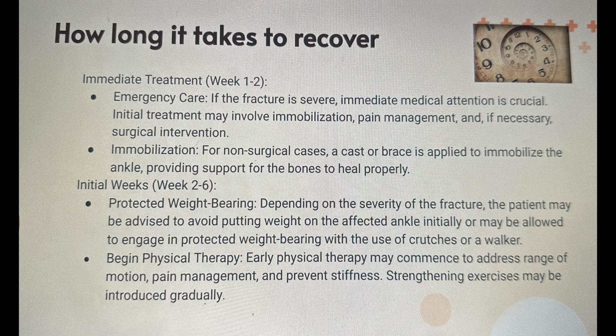Then you have your initial weeks, which is weeks 2 to 6. That's protected weight bearing. Depending on the severity of the fracture, the patient may be advised to avoid putting weight on the affected ankle initially, or may be allowed to engage in protected weight bearing with the use of crutches or a walker. Then you'll begin physical therapy. Early physical therapy may commence to address range of motion, pain management, and prevent stiffness. Strengthening exercises may be introduced gradually too.